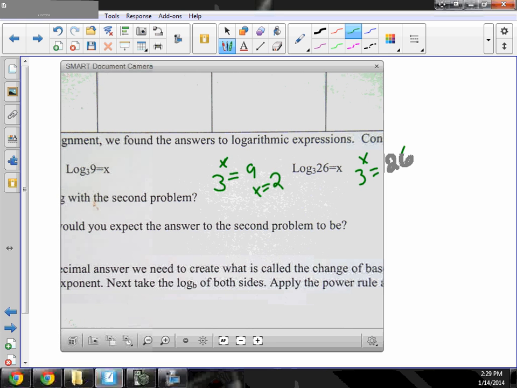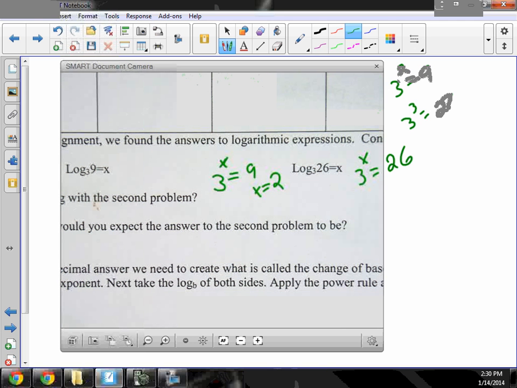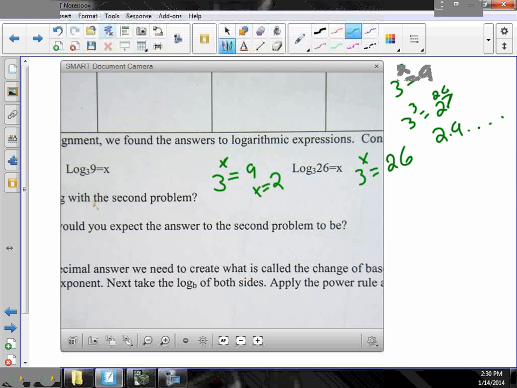Okay? So, what would we expect the answer to be? It's between 2 and 3, obviously. And it's going to be really, really close to 3. Right? So 3 squared is 9. 3 to the third is 27. So 26 is probably 2.9, something like that. So this question asks, what would you expect the answer to the second problem to be? It's probably 2.8 or 2.9.